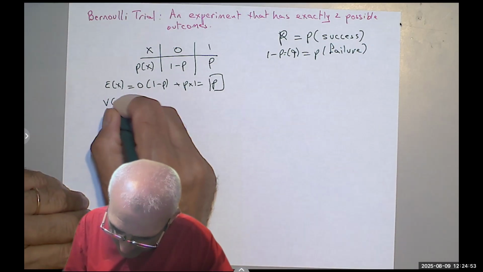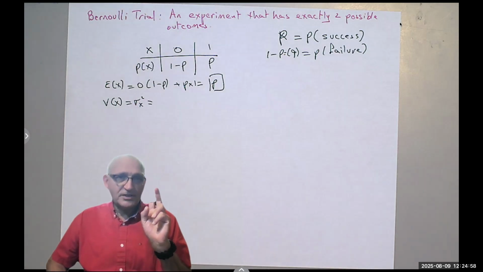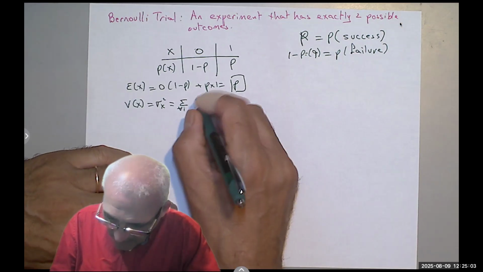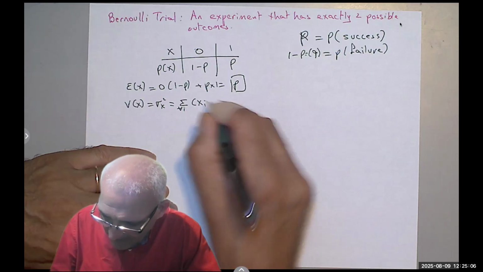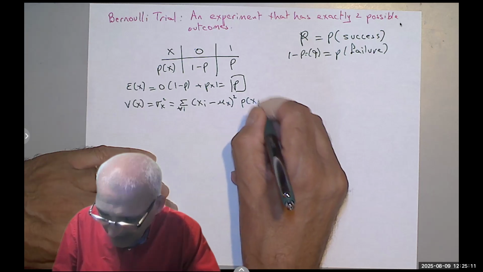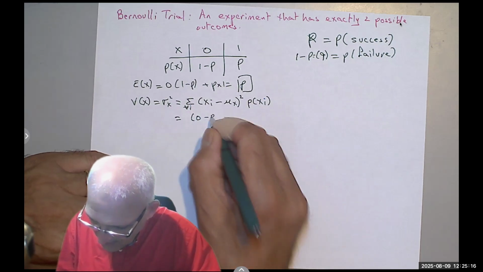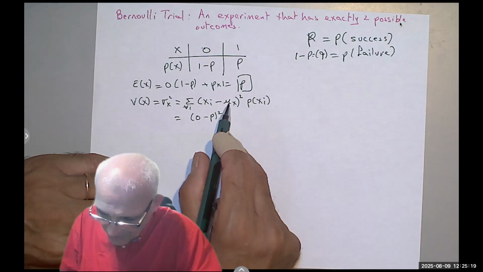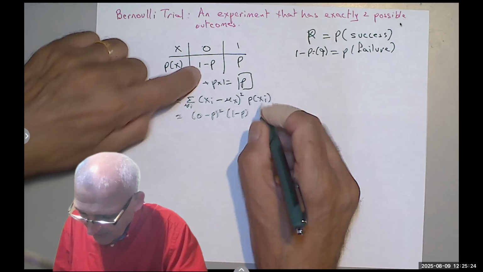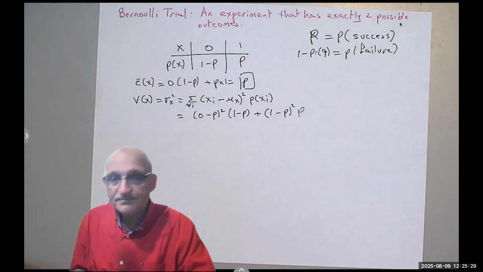Remember we said the variance of X, or sigma squared of X, there are two ways to do it. Either to say it's the summation for all possible values of i of x sub i minus mu X, squared, times the probability of x sub i, in which case I'm going to say 0 minus P. Notice mu is P. So 0 minus P squared times 1 minus P, plus 1 minus P squared times P.